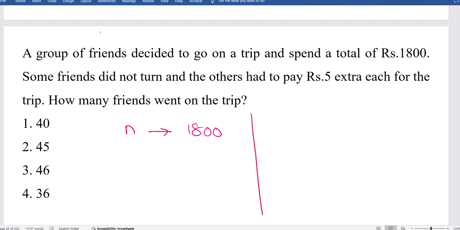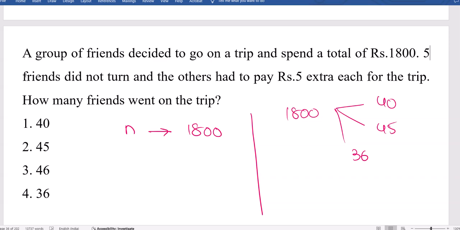See, first of all, this type of question, what you can do directly: the total amount you are paying is 1800, and that should be divided by the number of people. So 1800 is divided among the options: divided by 40, divided by 45, divided by 36. Actually, they mention that 5 friends did not turn up. It's not some friends, it's 5 friends. 5 friends did not turn up, means n minus 5 people are going.